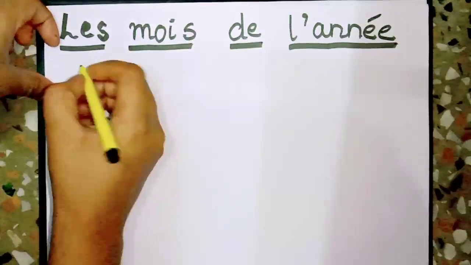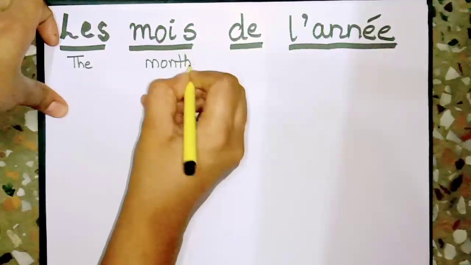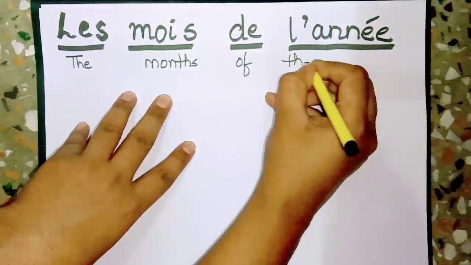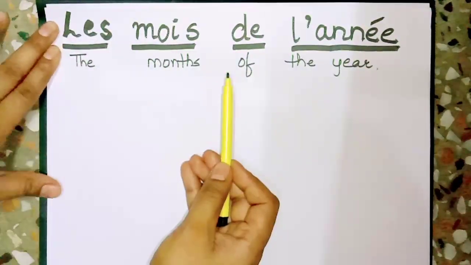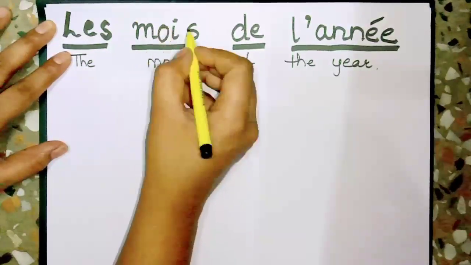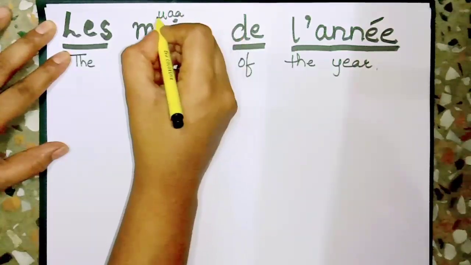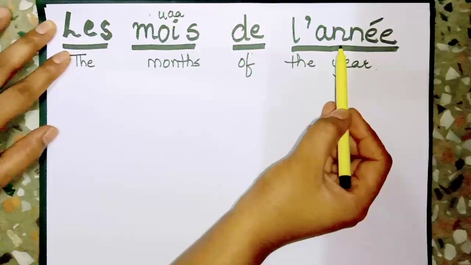Les mois de l'année means the months of the year. Okay, the months of the year. Les mois, M-O-I, you always remember, O-I gives the sound of oua in French, okay? Oua, oua. Les mois de l'année.